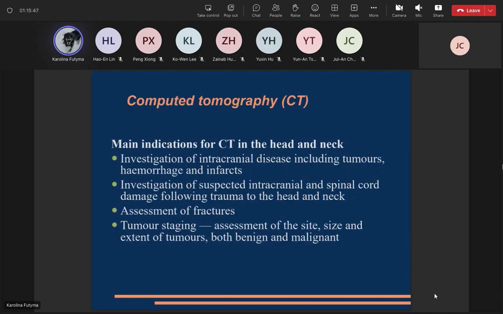Main indications, just for quick memorizing: investigation of intracranial disease, including tumors, hemorrhage, and infarct. Investigation of suspected intracranial and spinal cord damage following trauma of the head and neck. Assessment of fractures, tumor staging, of course. Assessment of the site, size and extent of tumors, both benign and malignant.